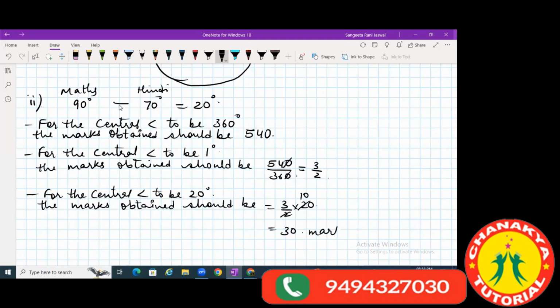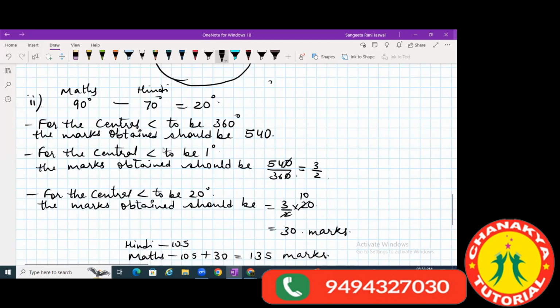So that means in maths, how many more marks has the child obtained? 30 more marks than Hindi. In Hindi, it was 105. So in maths, it is now 105 plus 30, which is equal to 135 marks. You get it? Did you understand this? Yes, ma'am. I hope it's clear to all.